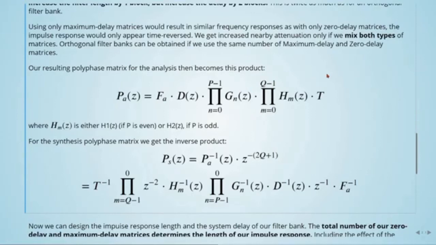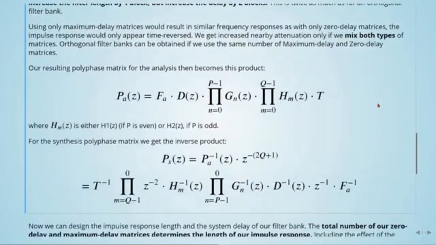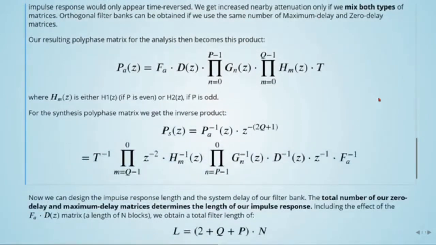Our resulting polyphase matrix for the analysis then becomes this product, given here, where H of M is either the H1 of Z if P is even, or H2 of Z if P is odd. For the synthesis polyphase matrix, we get the inverse product, and the result is given here.